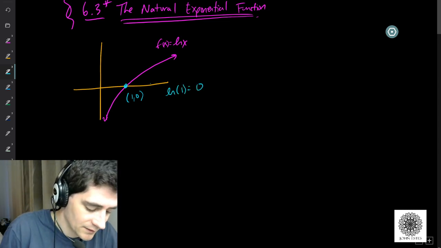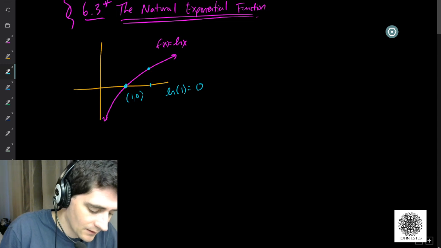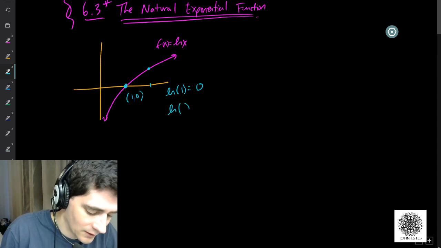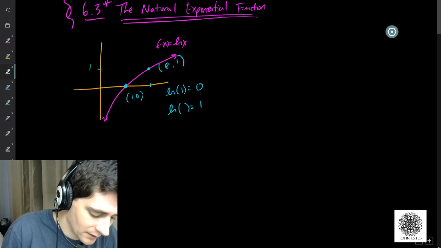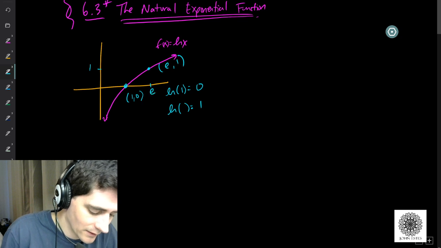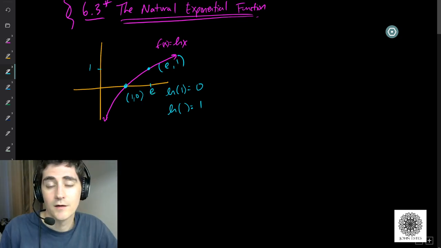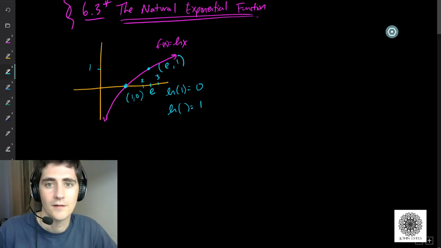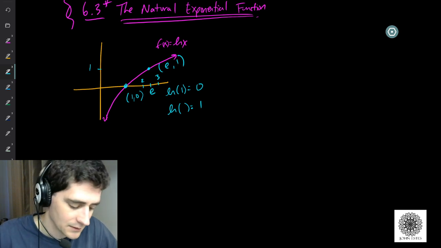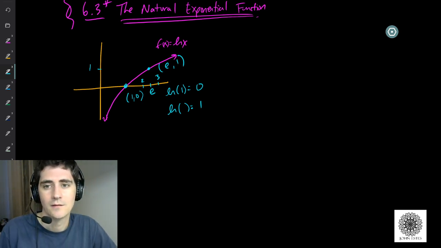That's something to keep in mind. Another thing to keep in mind is that if I say ln of what gives me 1, where do I have a point with y-value 1? That's this number e, right? So this is e right here. e is approximately 2.718. So 2 is here, 3 is over here somewhere, not to scale, obviously. So we need to keep that in mind for this section.